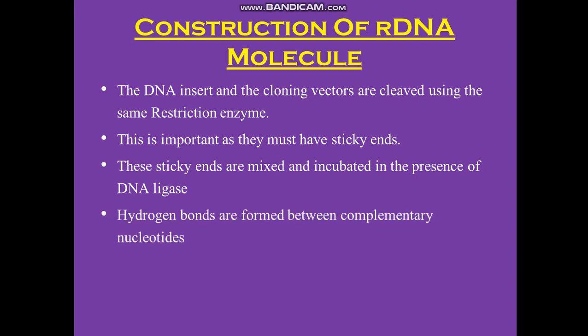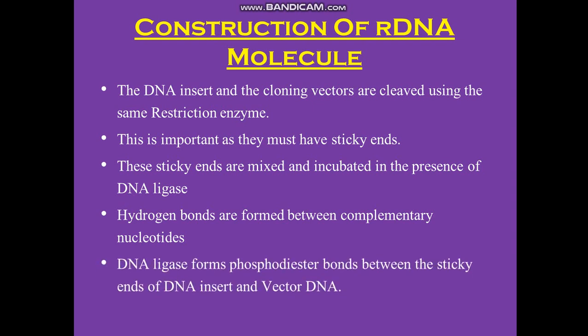Plus, what will happen? The hydrogen bonds will be formed between the complementary nucleotides because it is a sticky end kind of thing. So complementary base pairing will happen between the sticky ends, and this complementary base pairing is nothing but hydrogen bonds. So two types of things are involved here. First, the complementary base pairings, which involves the hydrogen bond formation, and second is the DNA ligase, which is forming the phosphodiester bonds between the sticky ends of the DNA insert and the vector DNA. Clear? So these are the basic steps.